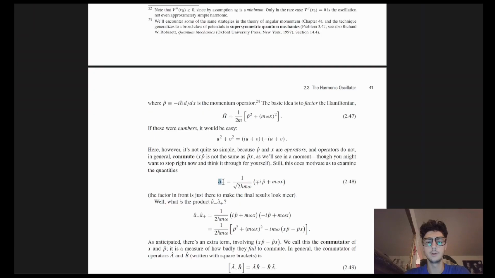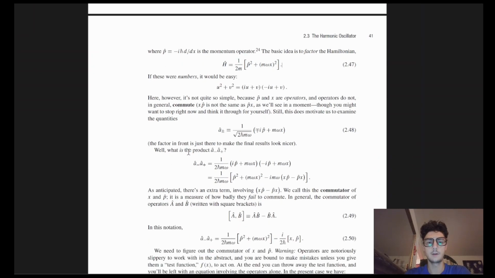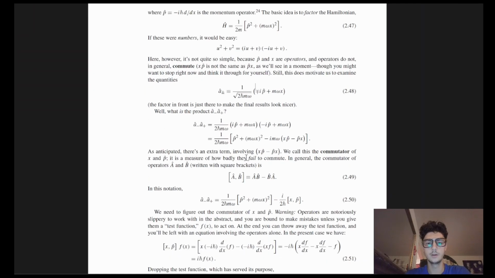Boom. And here are the raising and lowering operators. They are ways of factoring this thing here. The factor in front is just there to make the final result look nicer. This factor, I'm assuming he's talking about. Well, what is the product of A minus and A plus? He does this, they work out, boom, you get this.